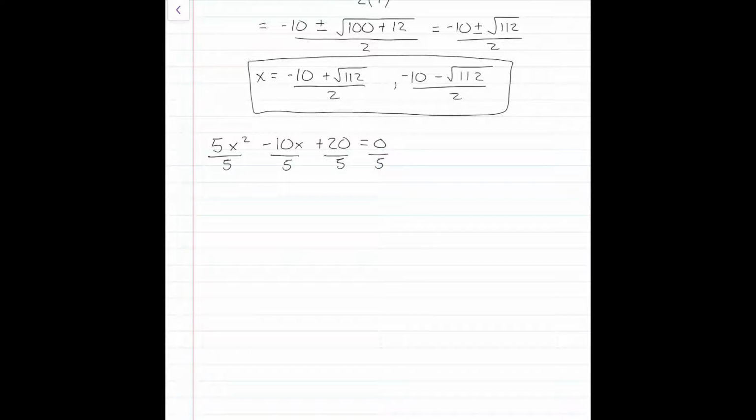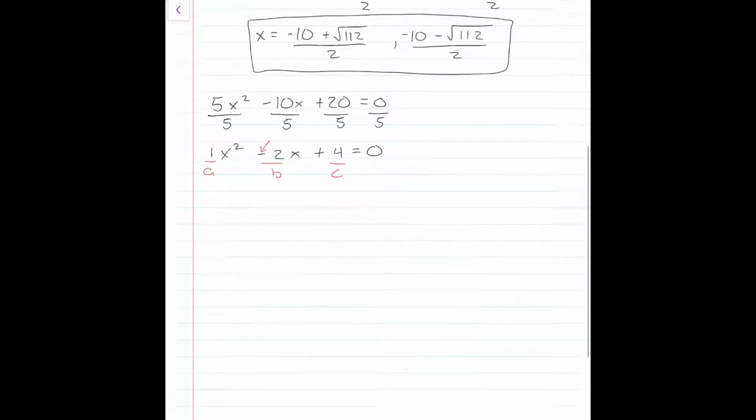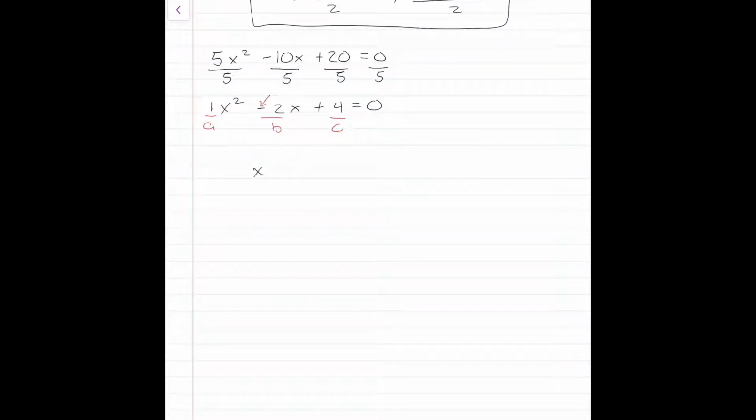So you have to make sure you divide every number by 5, and it'll simplify to x squared minus 2x plus 4 equals 0. As you can see, the numbers are a little bit easier to work with here when you do that. And again, we have each of these numbers corresponding to a, b, or c in the quadratic formula. Again, don't forget the minus sign on the minus 2 for b, as well as a, there's a 1 there. So let's not forget that.